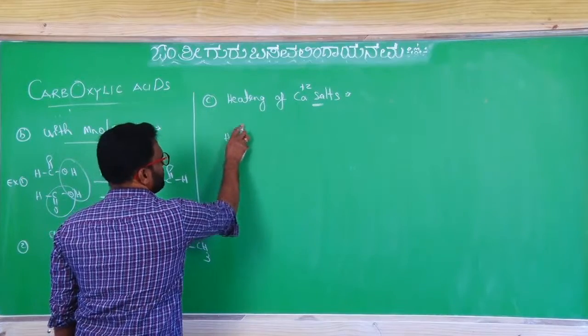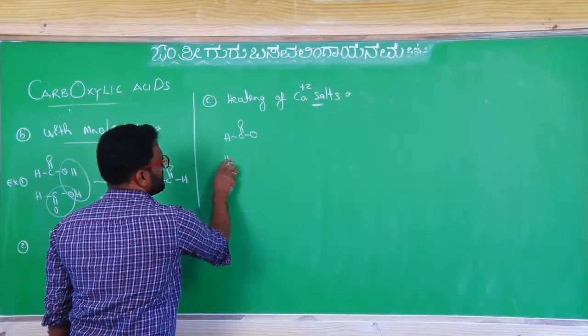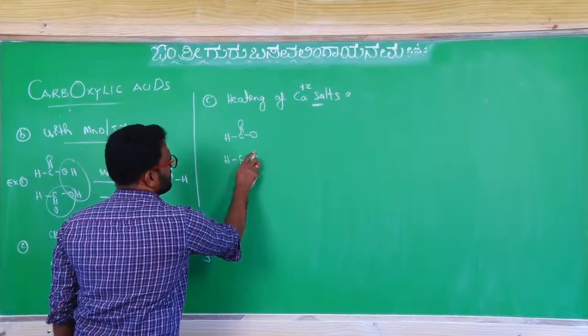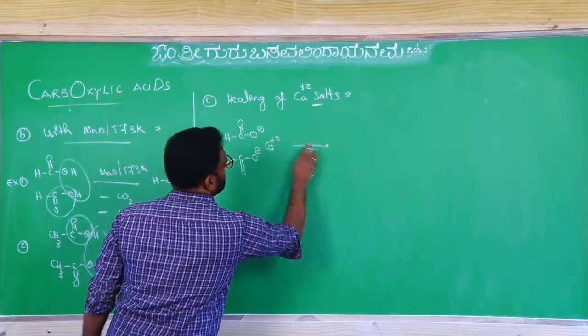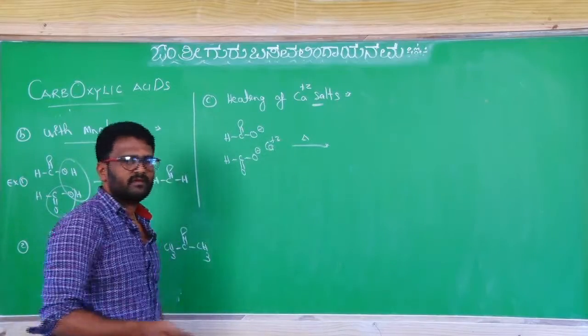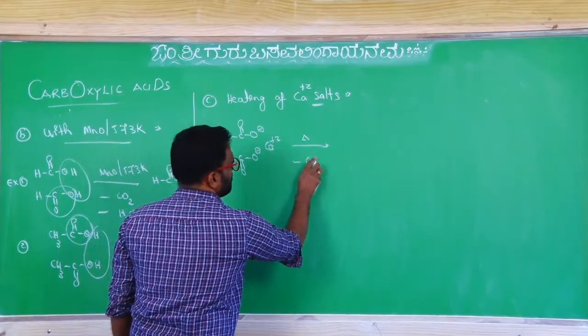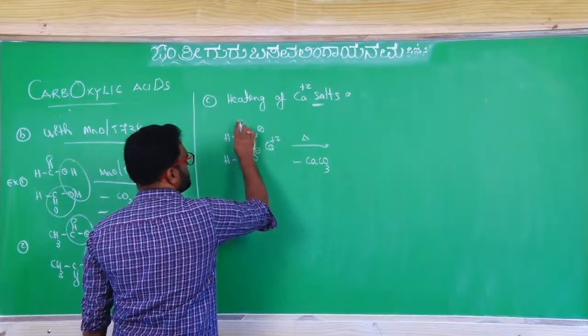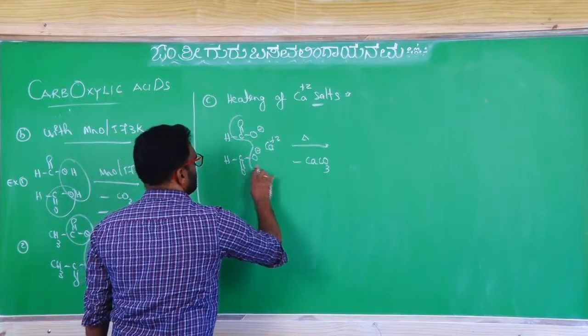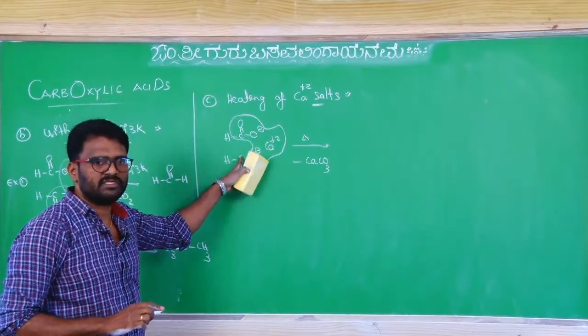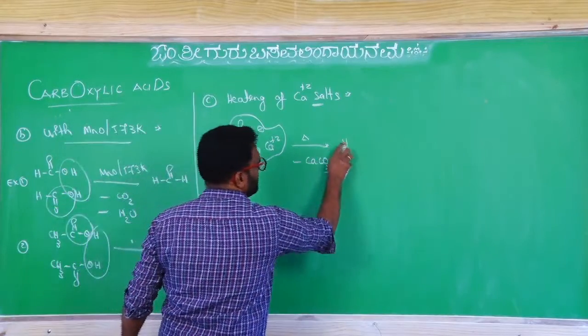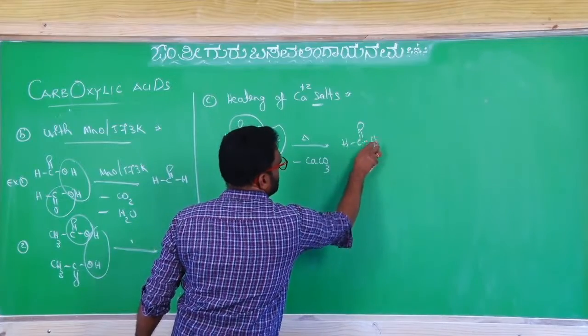If I have calcium formate, on heating, what will you get? There will be formation of calcium carbonate, so you need to remove calcium carbonate. Then this hydrogen will be attached to C double bond O. Then what will you get? Formaldehyde. So formaldehyde is the product.